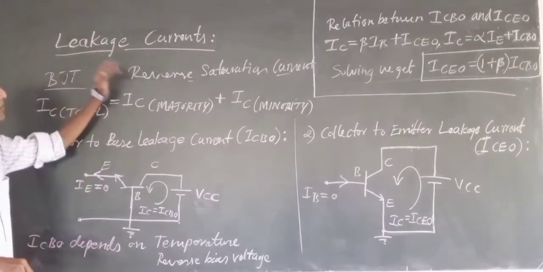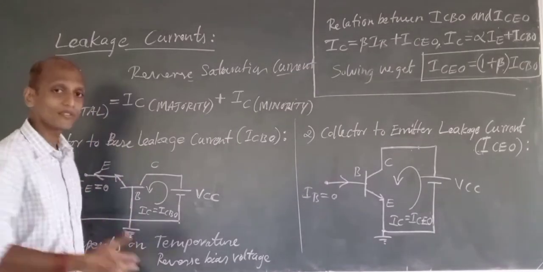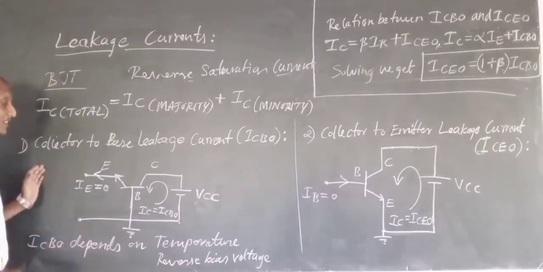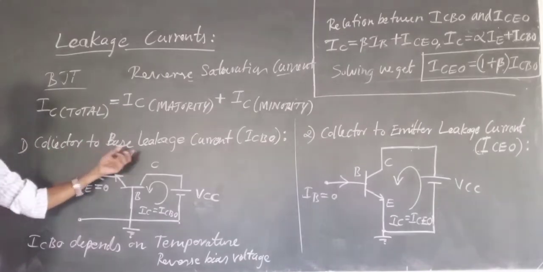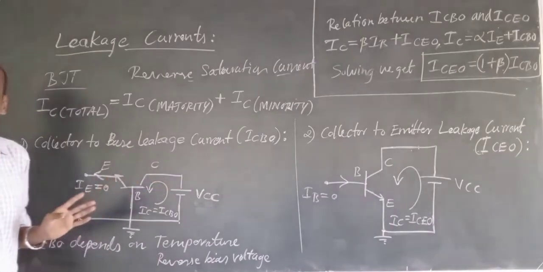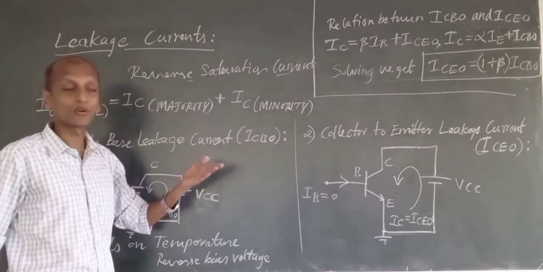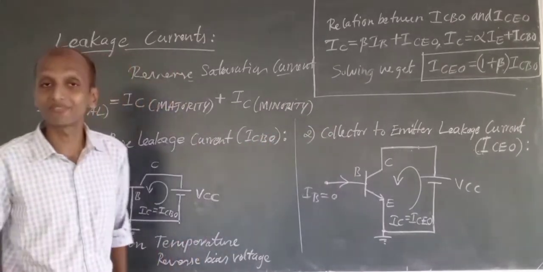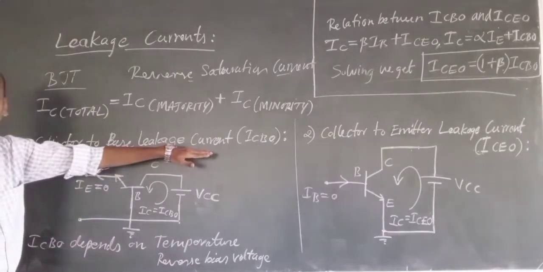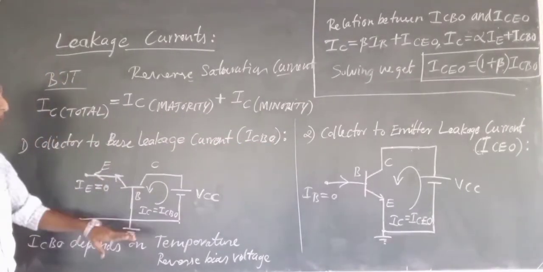Now we will talk about two of the leakage currents for different combinations of your transistors. First we will consider the collector to base leakage current, called ICBO. These two, ICBO and ICEO, are very important. They may ask you to define ICBO or ICEO for 1 mark. So the collector to base leakage current is called ICBO.